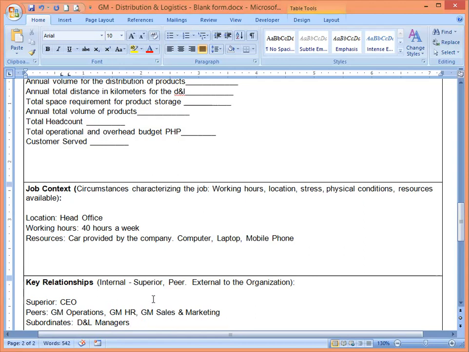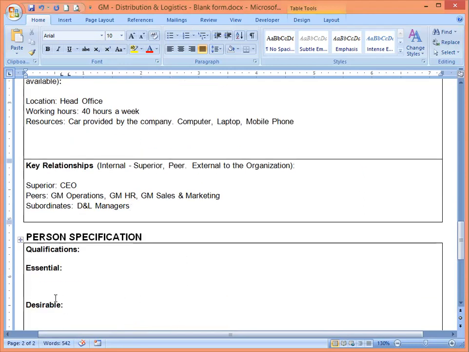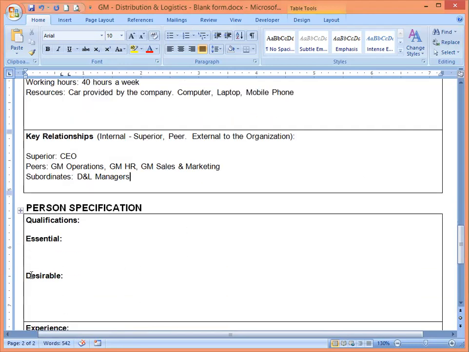Now let's go to what's next? Qualification. There are two qualifications here. It says essential and desirable. Desirable, you don't have to, this is optional actually. You don't have to write anything here, just the essential. But if you want to write something here, then you can also do that. But this is desirable. The essential one is the most important one.